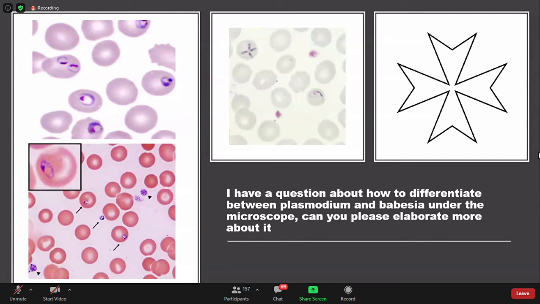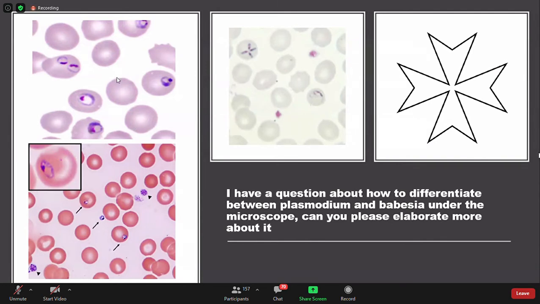So I received a question from one of you, and the student stated that he still doesn't know how to differentiate between Babesia and Plasmodium under the microscope. So he wants me to elaborate more on it. So here we have two. What type of film preparation is this? Thick or thin? Thin. Why do you say it's thin?